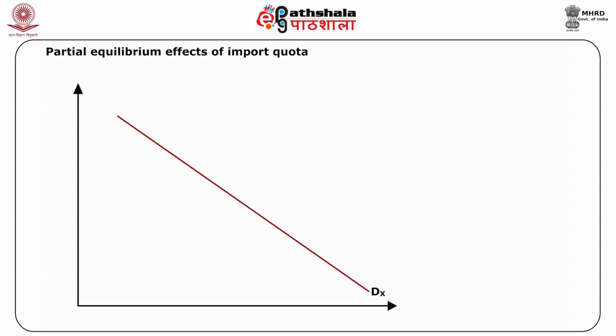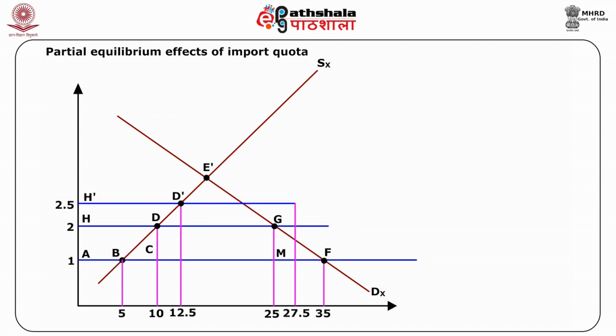Dx is the demand curve and Sx is the supply curve of commodity X for nation 1. With free trade at the world price of Px equal to 1, the nation consumes 35 (AF), of which 5 (AB) is produced domestically and the remainder of 30 (BF) is imported. An import quota of 15 (DG) will raise the domestic price of X to Px equal to 2, which is the same as if a 100% ad valorem import tariff on commodity X is charged.